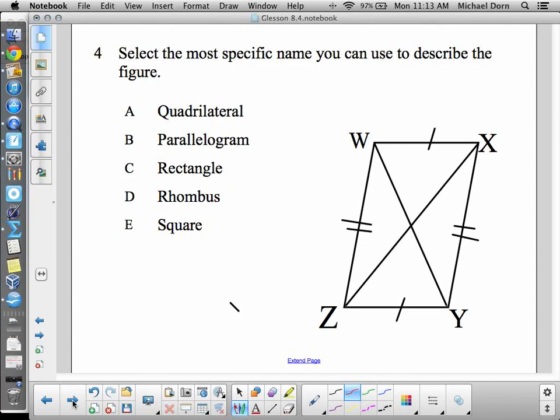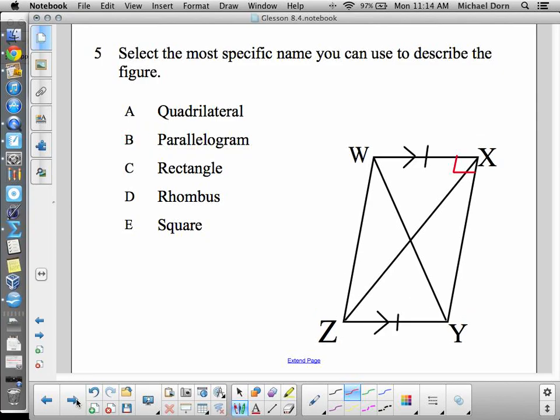How about here? Okay, it is a parallelogram because the opposite sides are congruent. Any more? No. How about here? Well, it is a parallelogram because WX and YZ are both parallel and congruent. That's one of the ways you can prove it's a parallelogram. So it is a parallelogram.